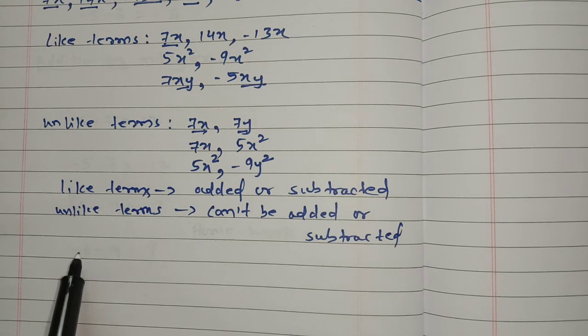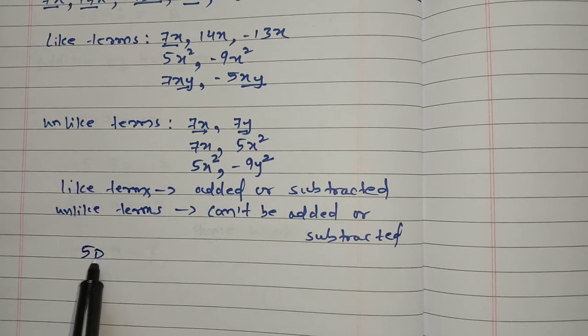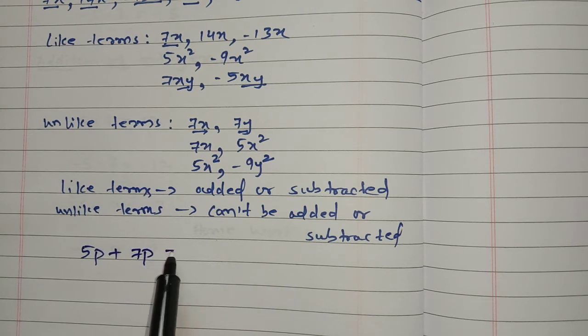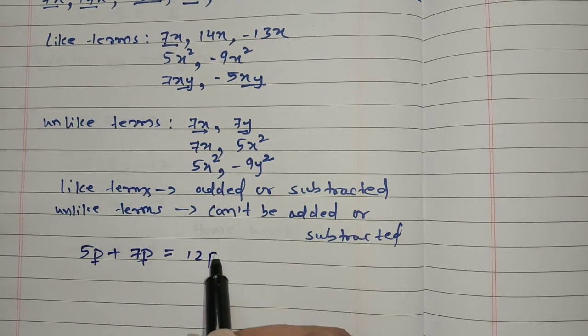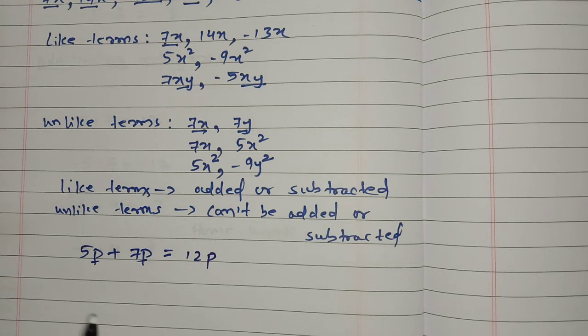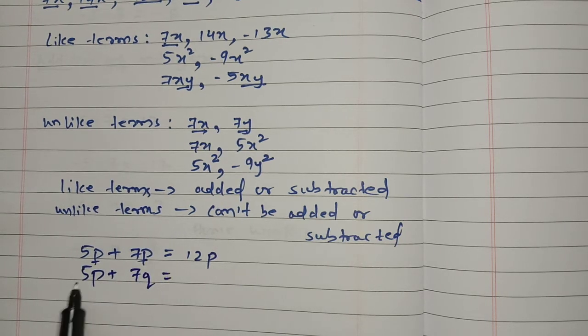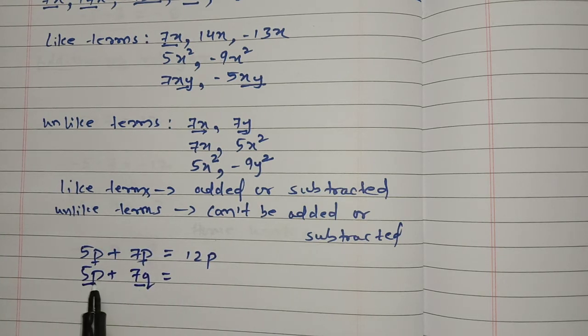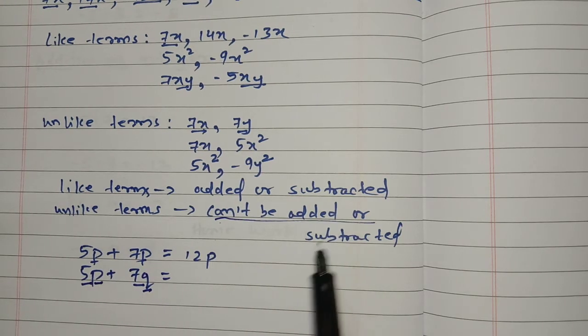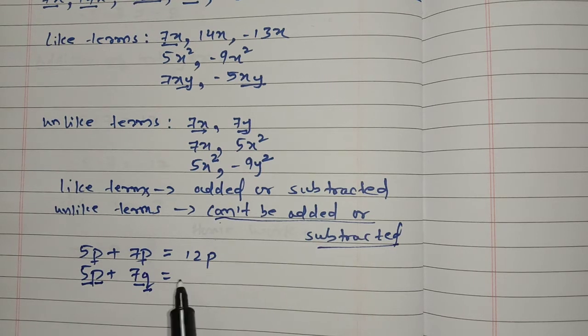Suppose 5p plus 7p. Here you see these are like terms. I can add it. 5p plus 7p is 12p. Suppose it is like this, 5p plus 7q. This is 5p, this is 7q. Can we add? No, we cannot add because the variables are different. Unlike terms can't be added or subtracted.